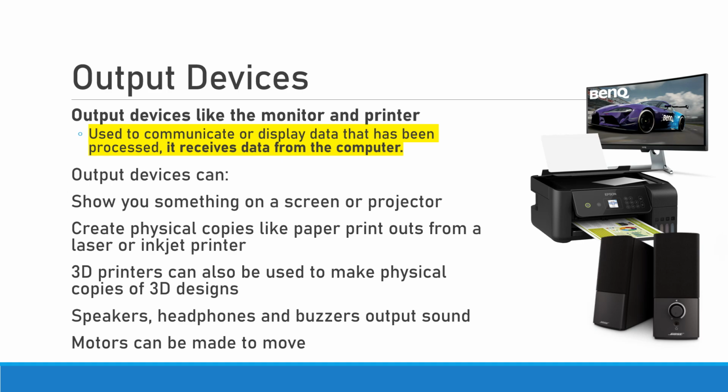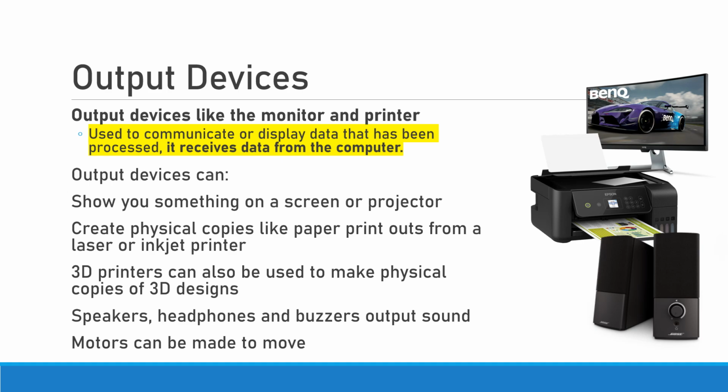A printer prints out a sheet of paper that you can then see. Speakers blare out sound that you can hear. All of these devices receive data and then display it to you. The monitor doesn't know what it needs to show until the computer tells it what to show.